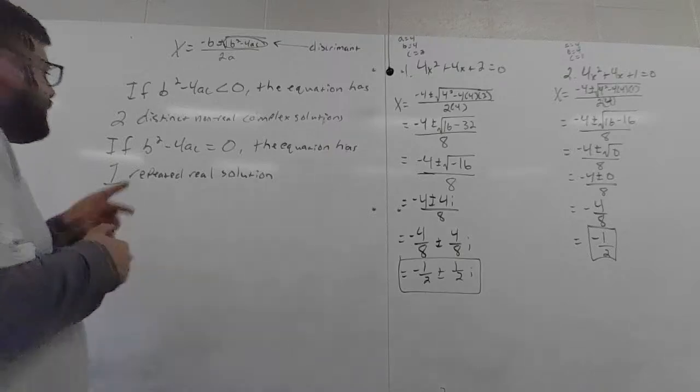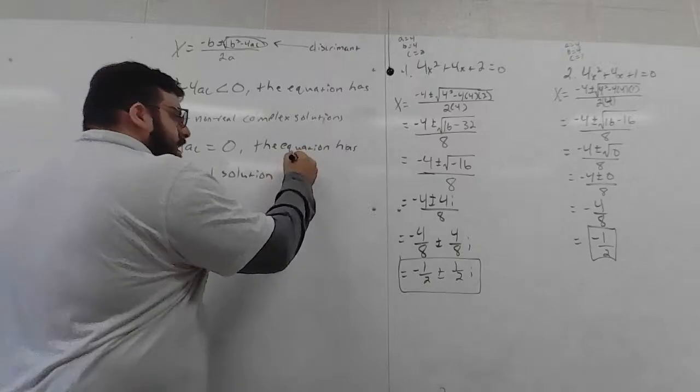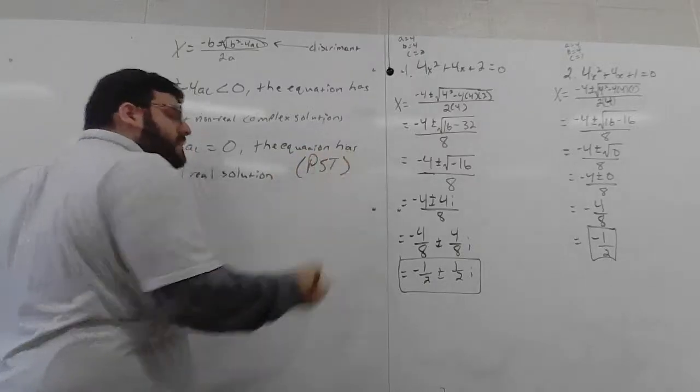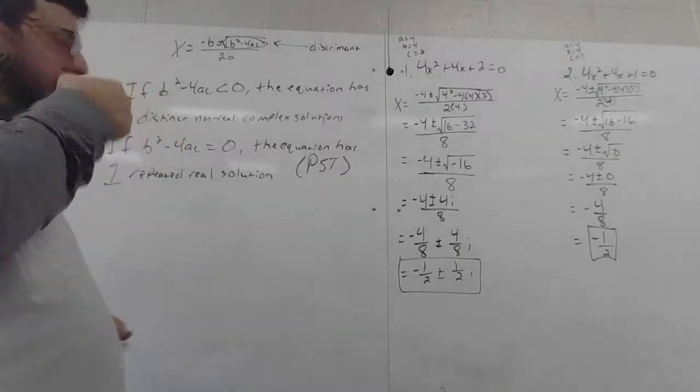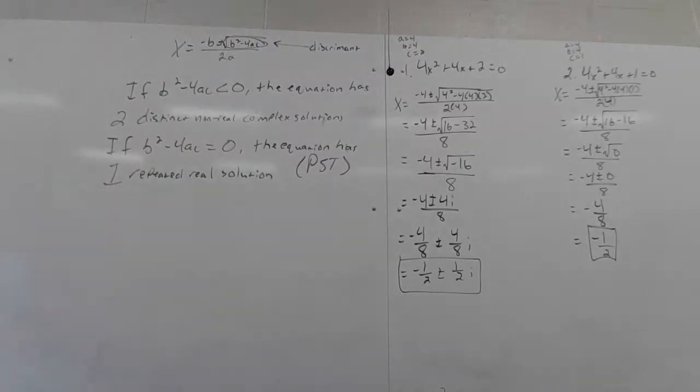Another fun fact, if your discriminant is 0, that also means that your quadratic function in this equation is a perfect square trinomial. And you can factor it as a perfect square trinomial.